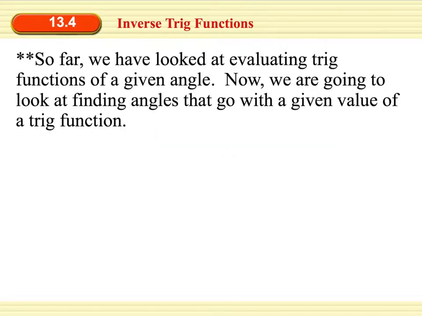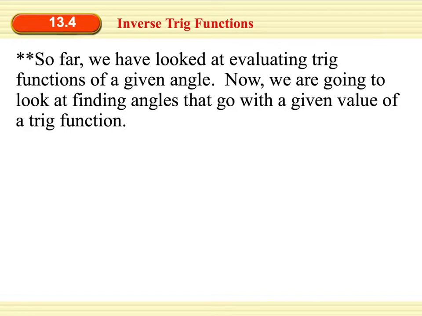Now, up until this point in Chapter 13, we've learned how to evaluate trig functions when we have been given a specific angle. So in other words, we've said the sine of pi over 6 is equal to 1/2. And we've done that using the ratios of the lengths of the right triangles. We know that sine is y over r, or opposite over hypotenuse.